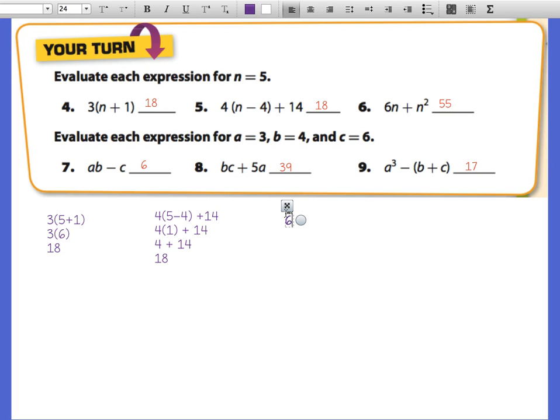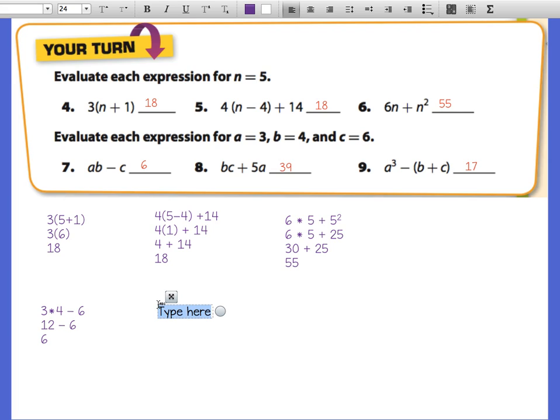Number 6, so it would be 6 times 5 plus 5 squared. So remember, this doesn't become 65. This is 6 times 5. Okay, so we have 6 times 5 plus 25, because exponents get done first. 6 times 5 is 30, plus 25 gives you 55. Number 7, you have A times B minus C. Well, A is equal to 3. B is equal to 4, so you have 3 times 4 minus C, which is 6. 3 times 4 is 12, minus 6 is 6.